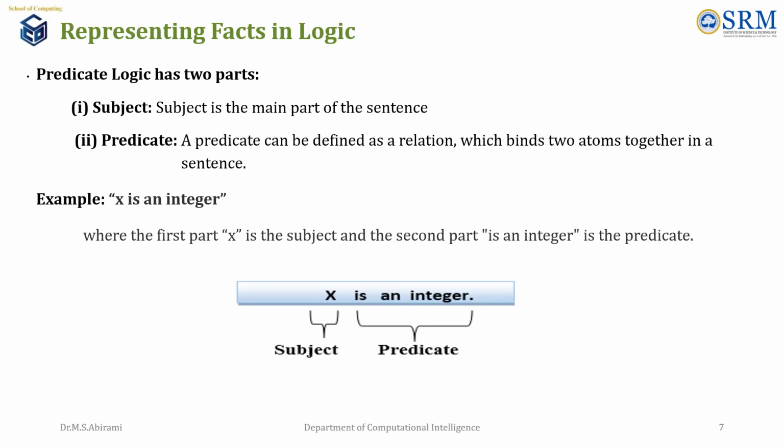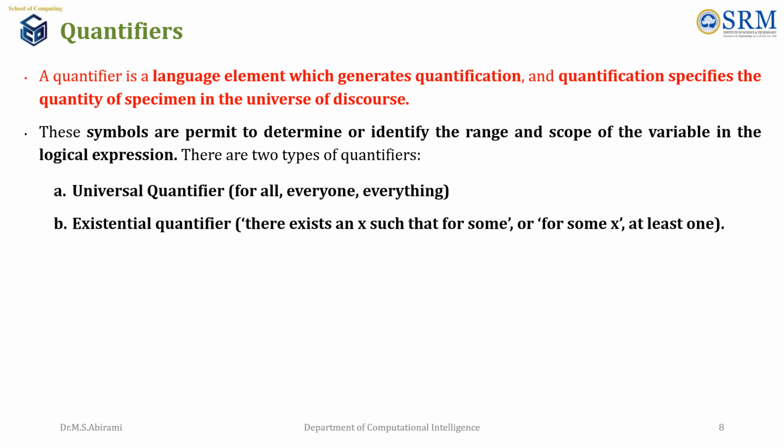Predicate logic has two parts. One is the subject. The subject is the main part of the sentence. A predicate can be defined as a relation which binds two atoms together in a sentence. Example: x is an integer, where the first part x is the subject and the second part, is an integer, is the predicate.